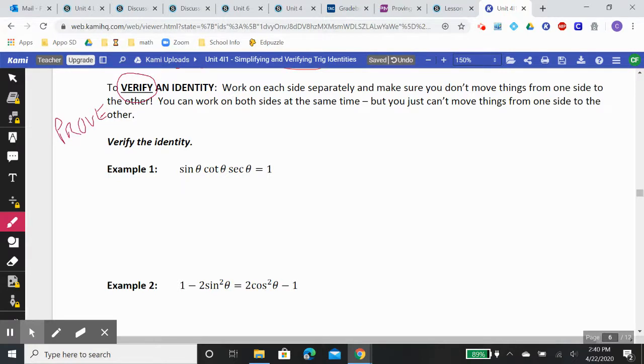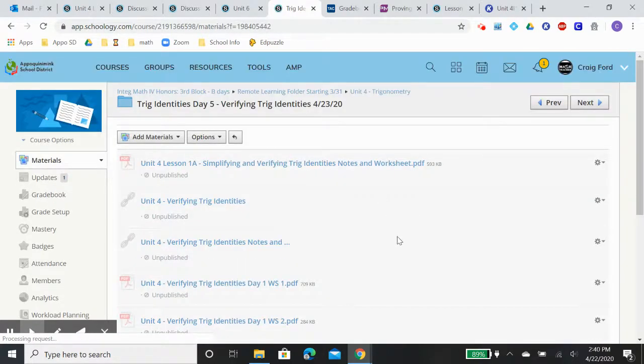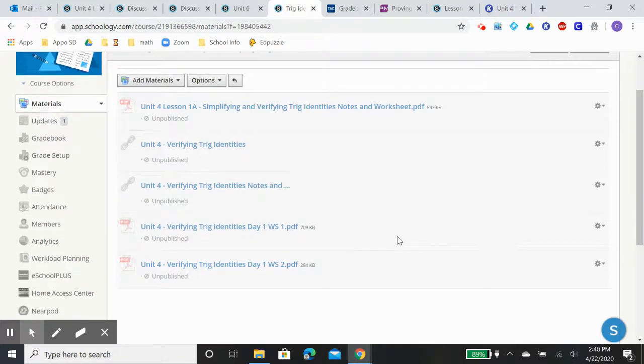Before we get into this lesson, I want to show you real quick. Here are the lessons that we've been doing. There's the first 4 on simplifying. Here's where you're supposed to submit your quiz. Here is the next day. Now, you can't see this yet. It's unpublished, but since I'm screenshotting it, I can show you this here. Let me click on this, and here's what I have so far.